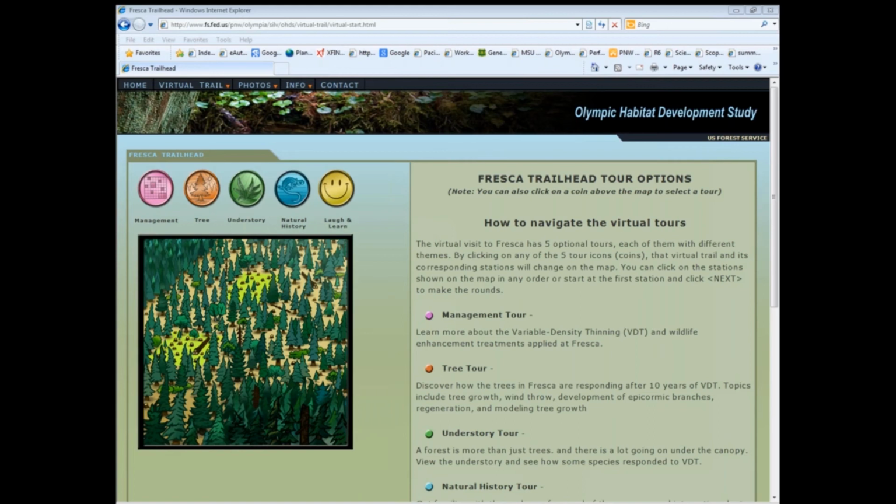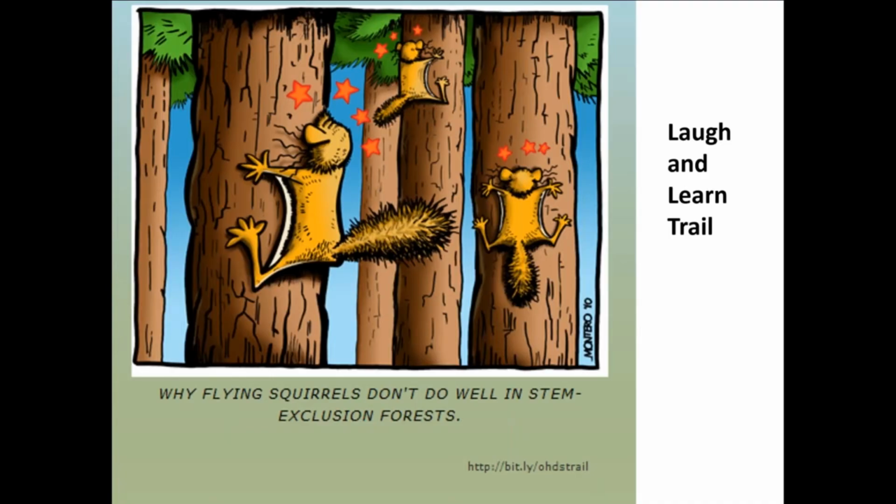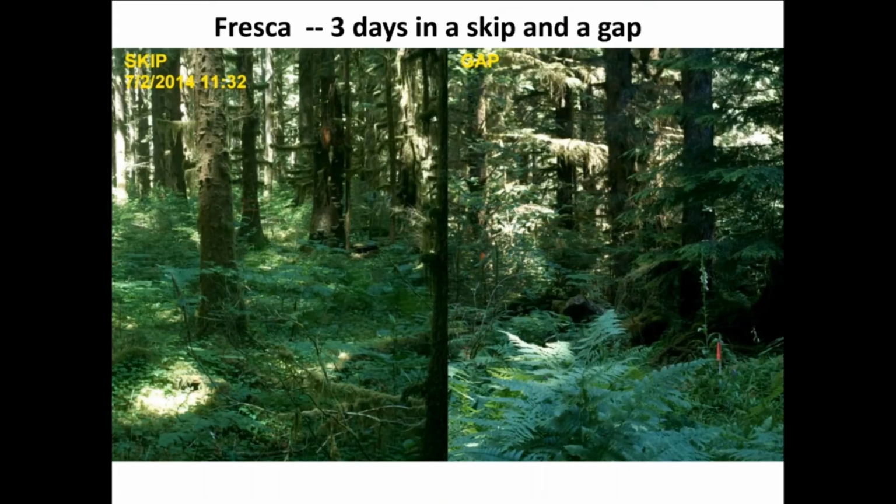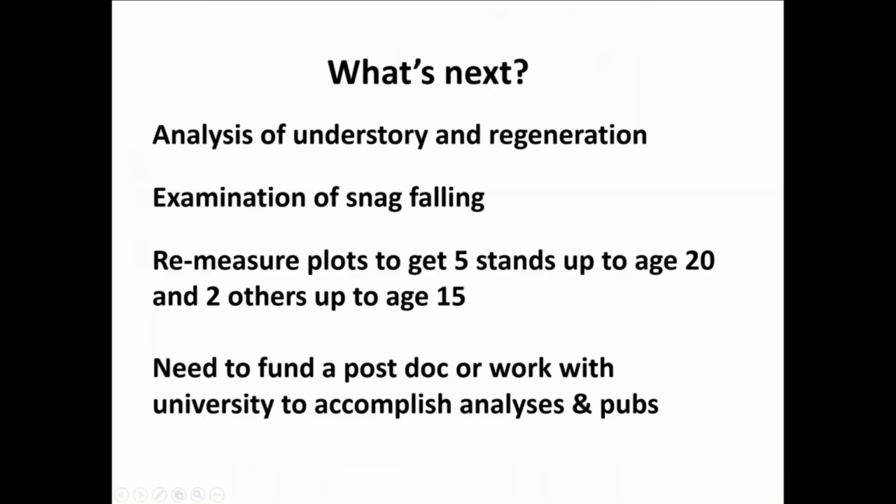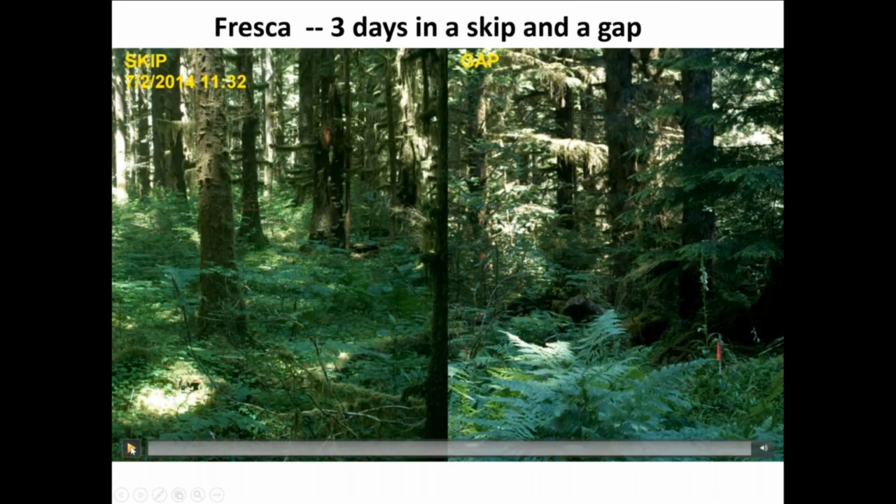So just as an example, the virtual trail, we actually have 5 different virtual trails, one that emphasizes management, one that's looking at tree growth, one understory, one natural history, and one laugh and learn. And the laugh and learn includes all of the little cartoons that I showed in case you would like to use them yourself. The laugh and learn trail is always the most popular for people to look at. And we have some description of what we think are the take-home messages that go along with each of these cartoons.